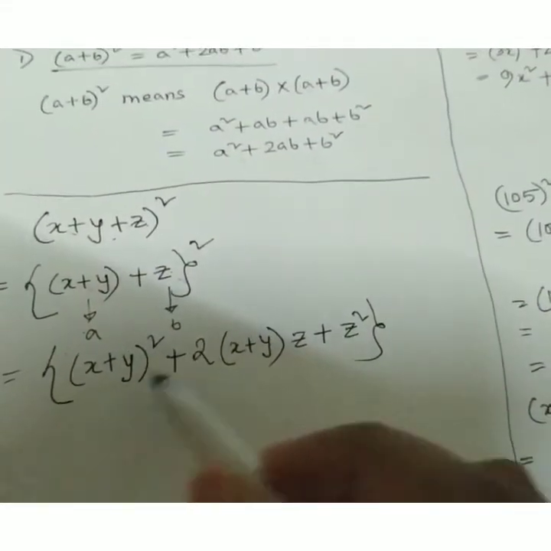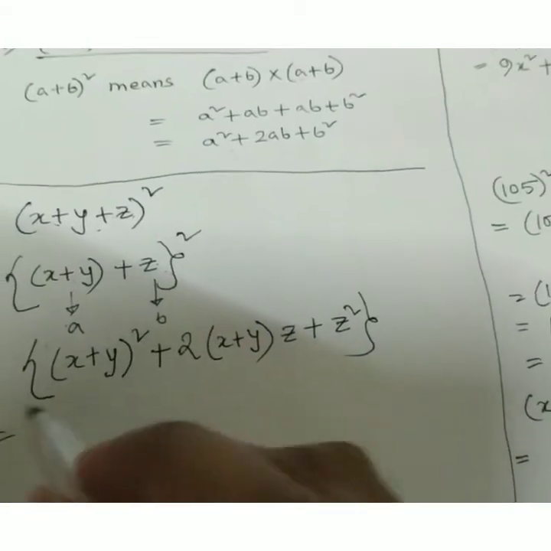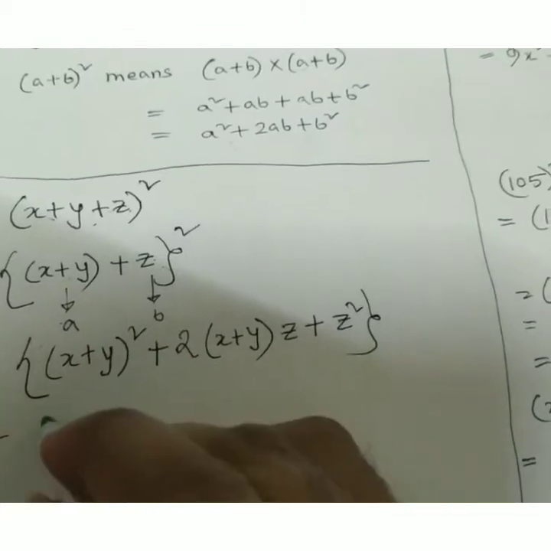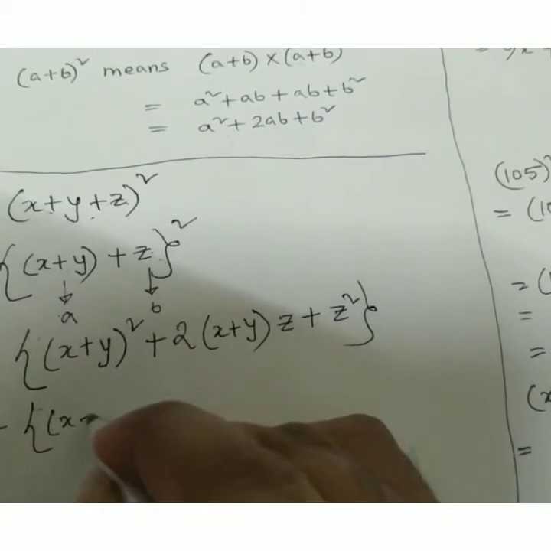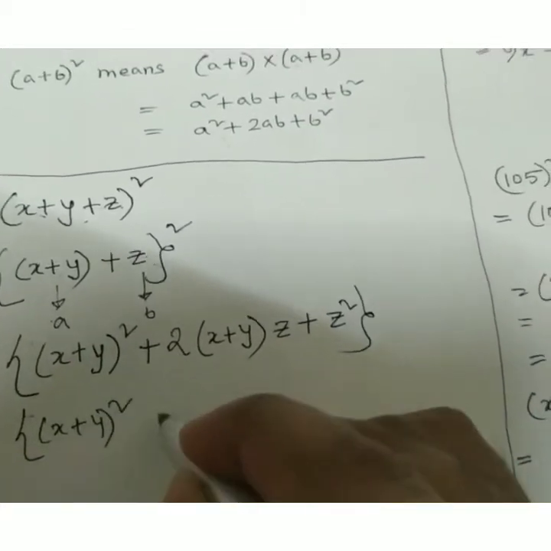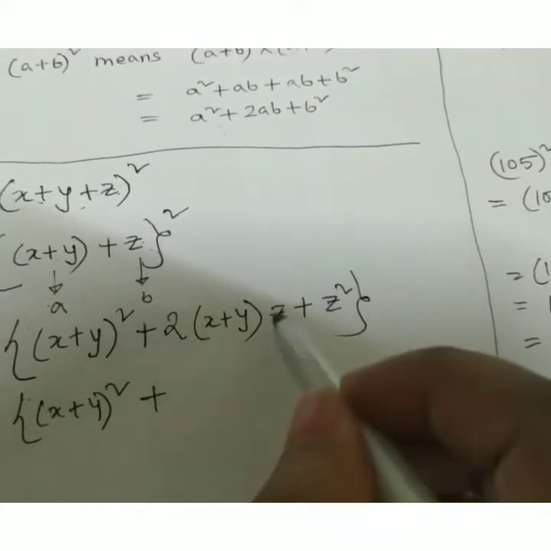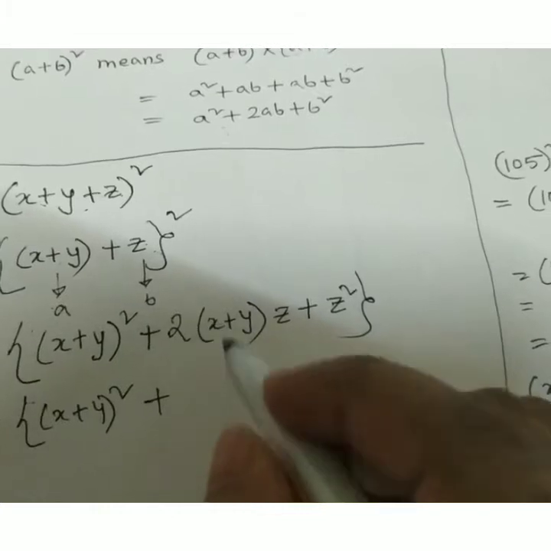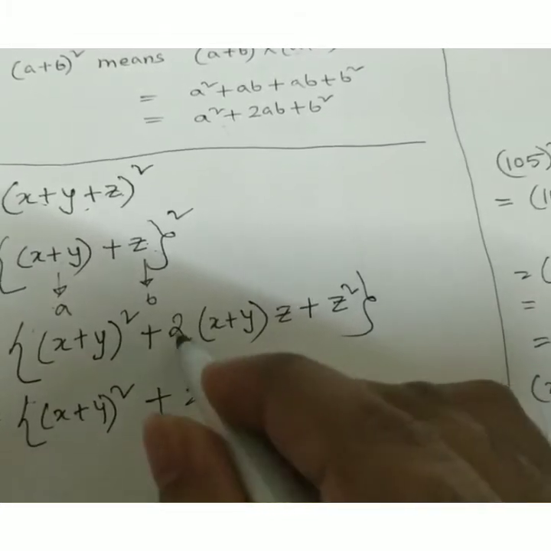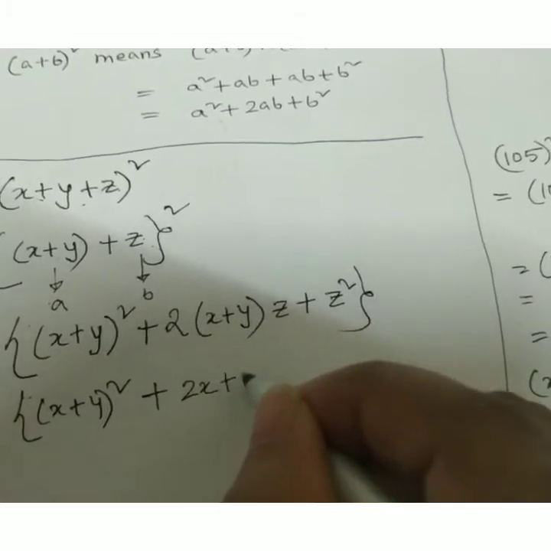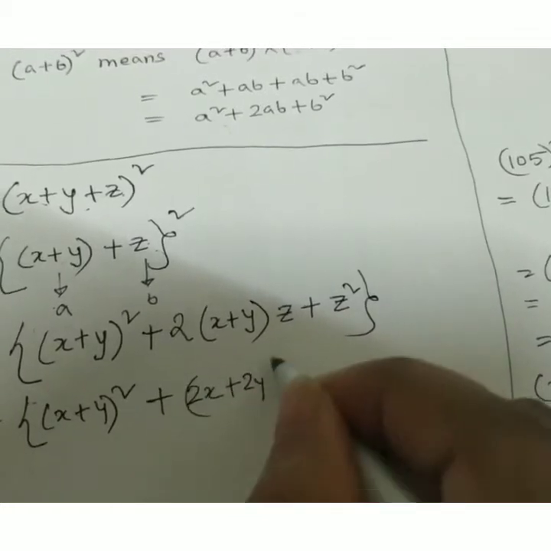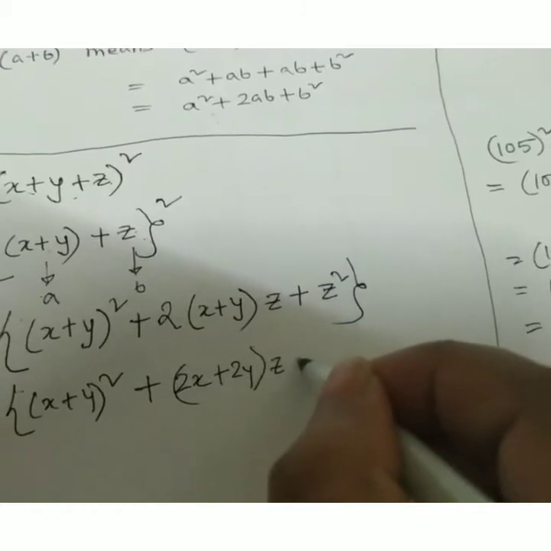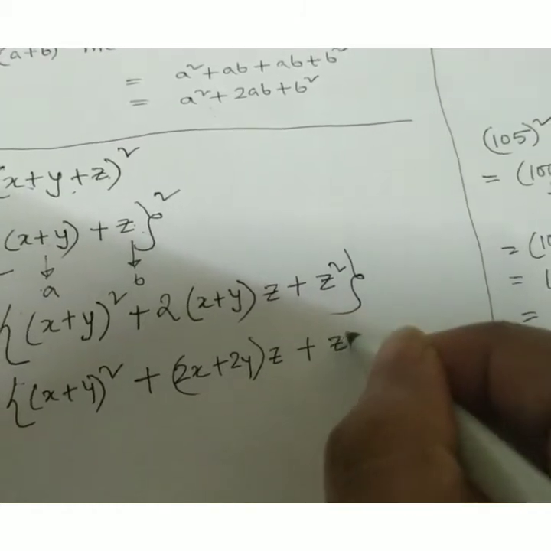Okay, so once we break this up, x plus y whole square, we keep it as it is for now, x plus y whole square plus, now 2 I need to multiply with all of these. So first of all I multiply 2 into x, that is 2x, then plus 2 into y, 2y. Let's put a bracket because I need to multiply this z as well, so keep the z outside, then plus z square.